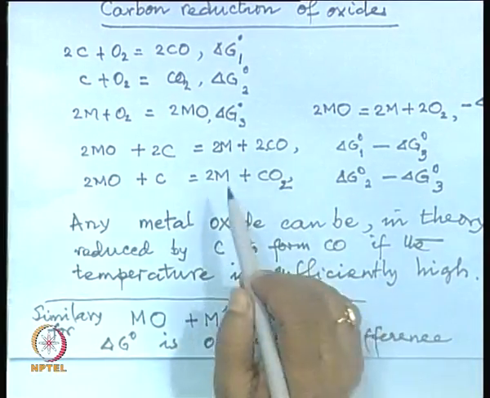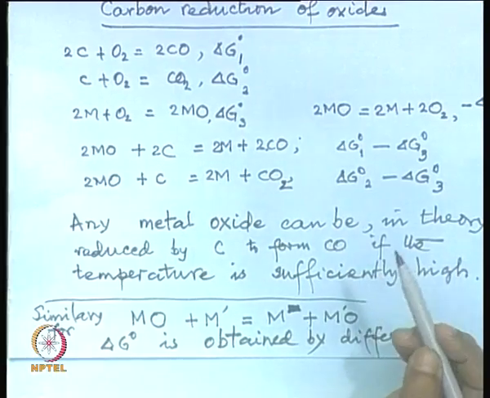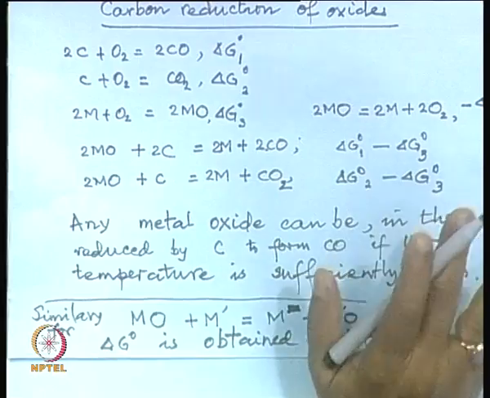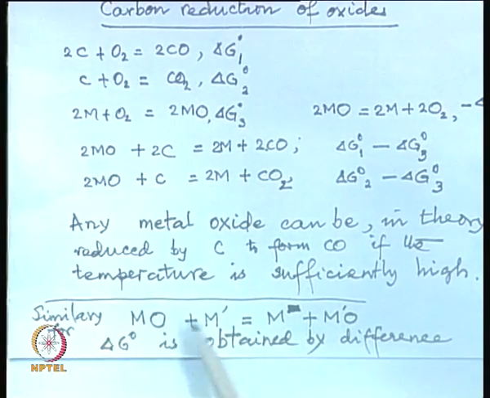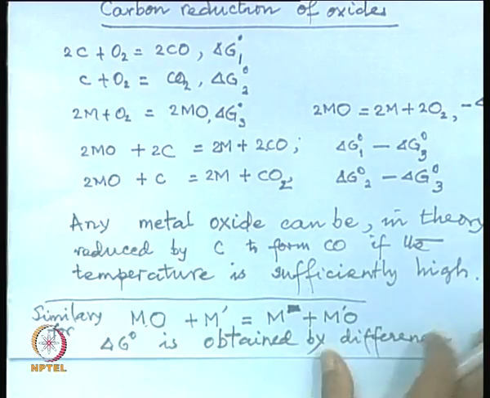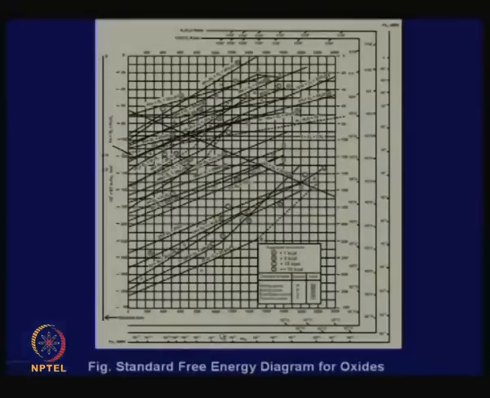So, you can calculate the free energy change for these reduction reactions by carbon to form CO and CO2. These calculations are important in metallurgy, and there will be many examples of that. Similarly, we can calculate the free energy change when a metal M prime reduces a less stable metal oxide to release that metal and produce a more stable metal oxide, again by taking a difference of two free energy changes for two reactions. Now, another thing that I had mentioned is that in these plots, the slope represents delta S naught. The change in slope is not because of change in delta S naught, but because of some melting of either the metal or the metal oxide.